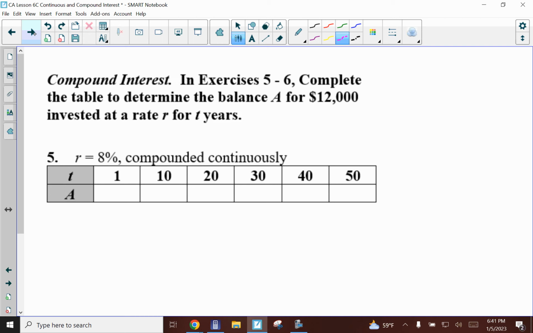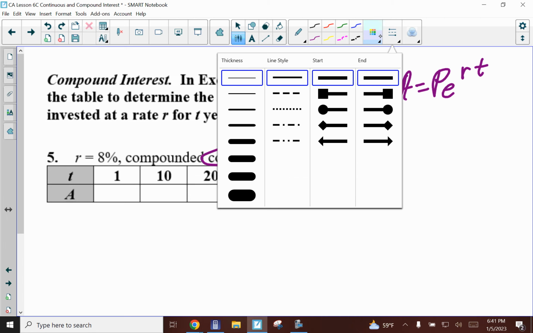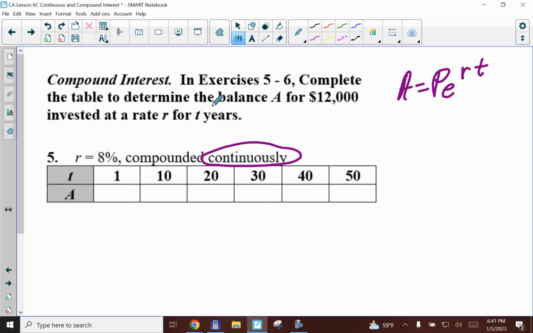Okay, so number 5. Number 5 is kind of the same, but also a little bit different. It has a table format, but it has the keyword continuously. Anytime you see the keyword continuously, you're going to use A equals P e to the RT power. So we have to go through our problem and figure out what all of our variables represent. So it says complete the table to determine the balance A for $12,000 invested. If you are investing $12,000, that's what you're starting with, so that's your P. It says at a rate R for 10 years.